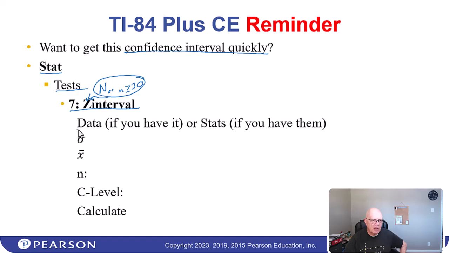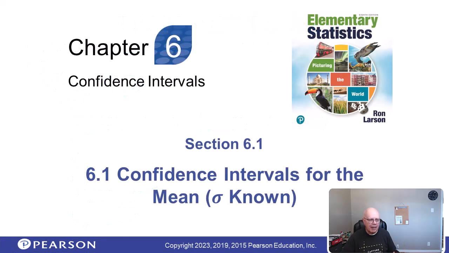Make sure you have data or stats highlighted. If you have the data, make sure data is highlighted. If you don't have the data, but you do have the stats, make sure stats is highlighted. And put in the standard deviation, the sample mean, the sample size, the confidence level, and hit calculate. And that's it, folks. See you again in section 2.